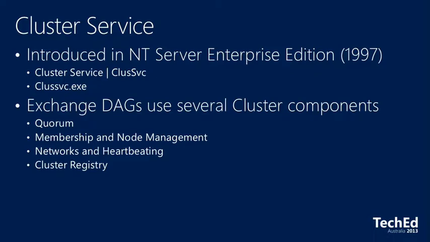We also use networks and heartbeating. So the cluster networks, when we deploy a mailbox server onto a DAG, the networks are interrogated by the cluster service, and the cluster passes that information to the DAG, and every network that the cluster finds gets turned into a DAG network. So if you're doing separate networks for a MAPI and replication network, when you add that server to the DAG, the cluster will recognize two networks and give you two separate DAG networks as a result of that. Now, we also use it for heartbeating.